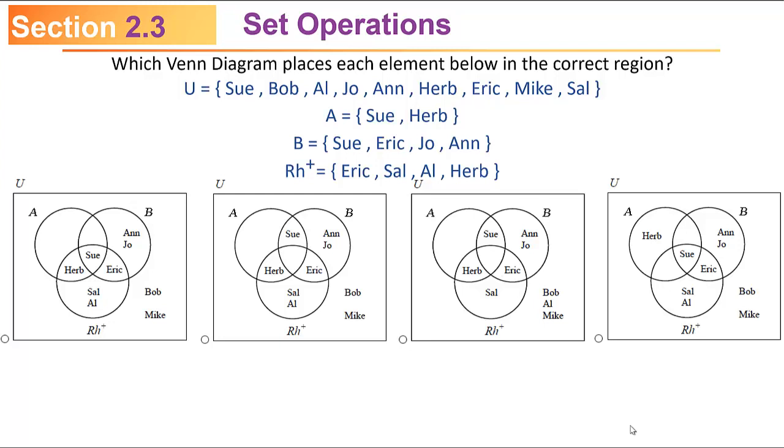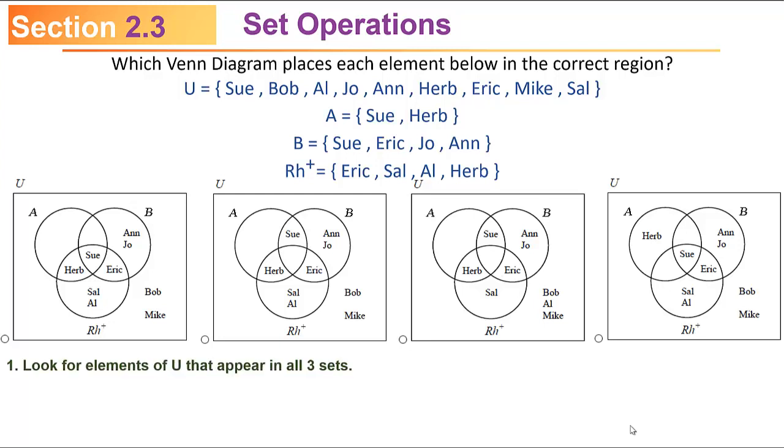And then you've got three additional sets. You've got the set called A, which consists only of Sue and Herb. You've got the set B consisting of Sue, Eric, Joe, and Ann. And then you've got the Rh positive set consisting of Eric, Sal, Al, and Herb. And the question is, which one of those four possibilities is correct for this problem? I would suggest doing it by elimination.